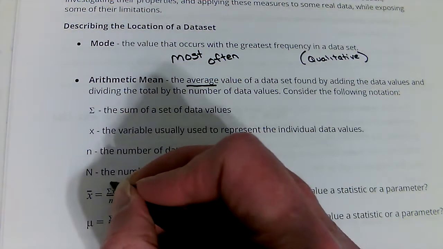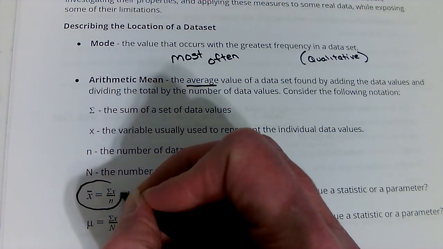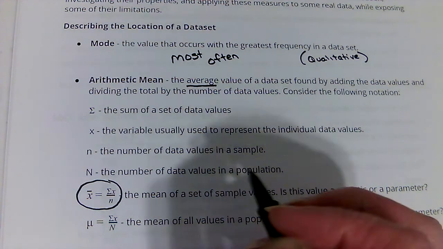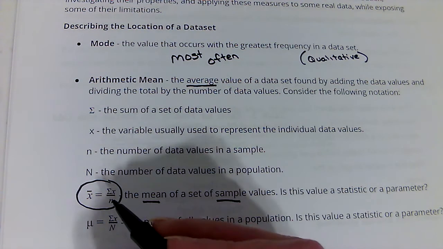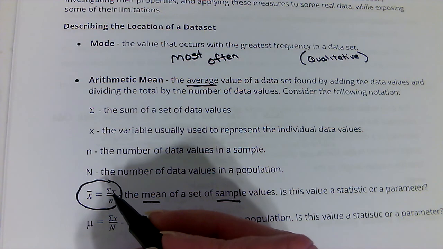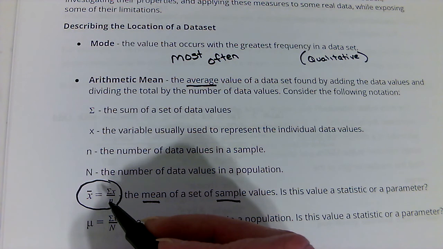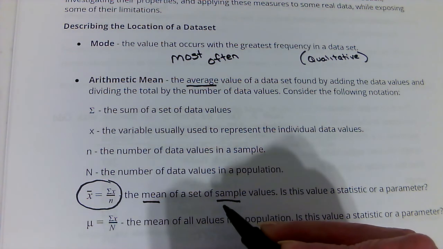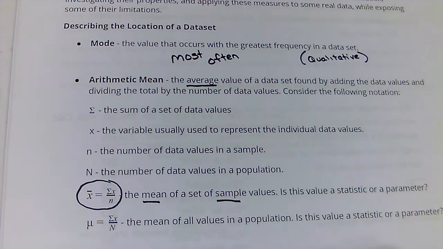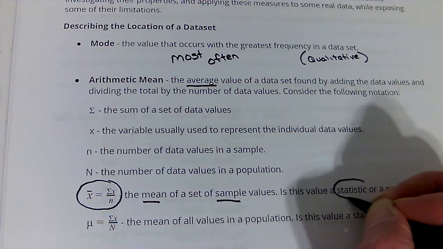So x bar, x with this little bar over it, is the mean of the sample. And so you would add up all of the values in the sample, and then divide by the number of values in the sample. So you add up all the values divided by how many you have. Now, if I'm doing that with the sample values, is that a statistic or a parameter? That's a statistic.